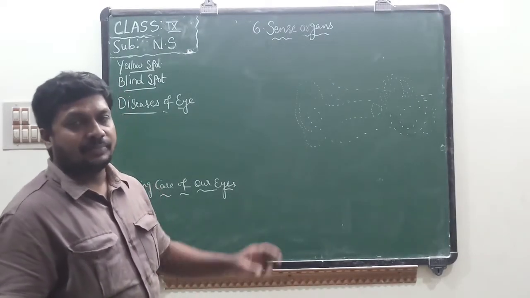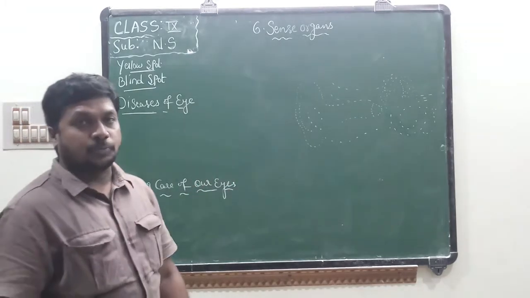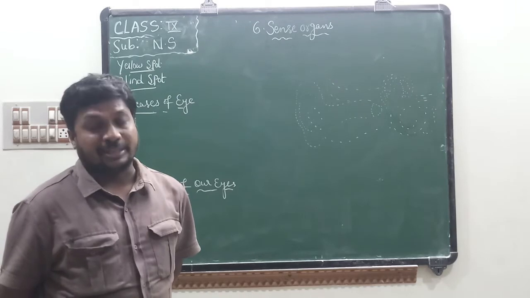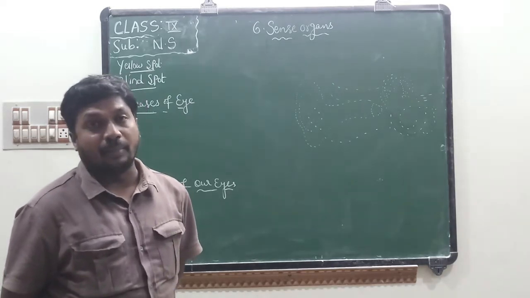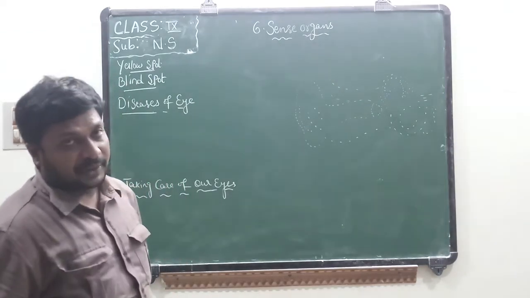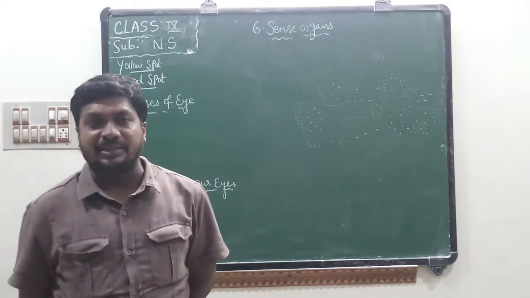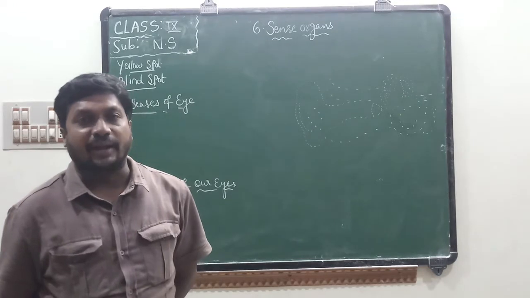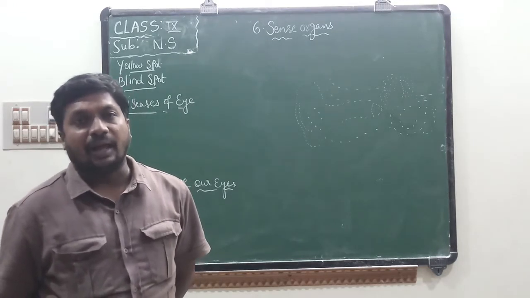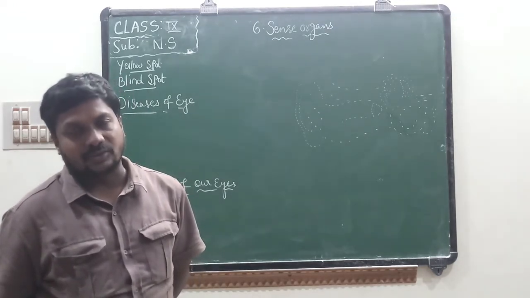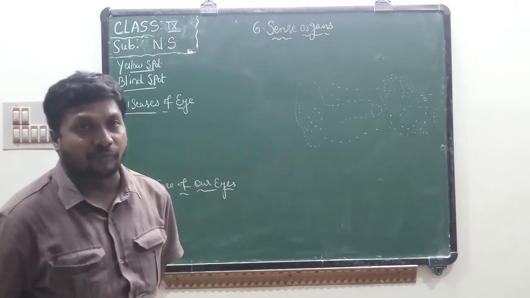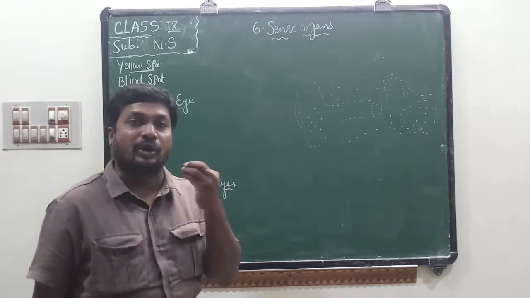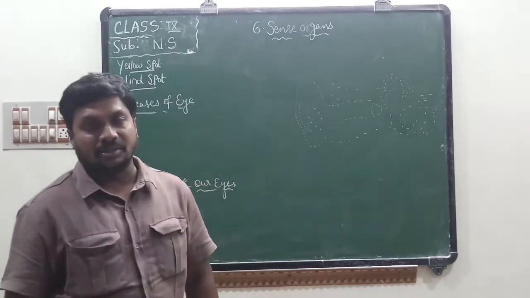In the previous class, in sense organs, I explained about the eye and also how to draw the diagram of the eye. Once again I repeat the topic. The eye consists of majorly three layers: sclera, choroid, and retina. Sclera is the first layer, the second layer is choroid, and the third layer is retina. In the retina we can find two types of cells, called photoreceptors: rods and cones.